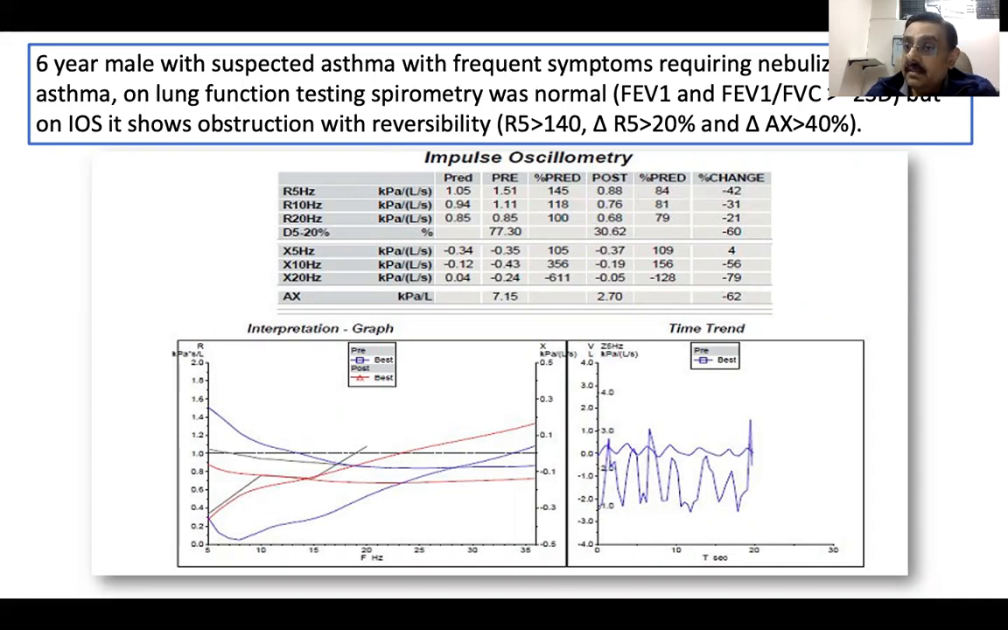The child is still symptomatic. You feel it is asthma. You do not feel there's an alternate diagnosis. And your oscillometry shows obstruction. And we'll talk in a minute why that happens.